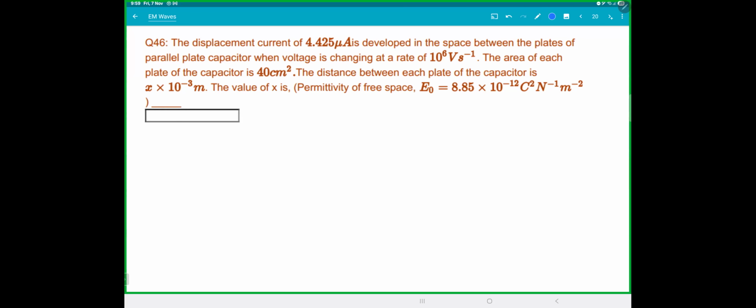Yeah, yes, straight formula substitution. So he gave you the displacement current. It is developed within the space between the parallel plate capacitor when voltage is changing at a rate of 10 power 6. The area of the capacitor is this.